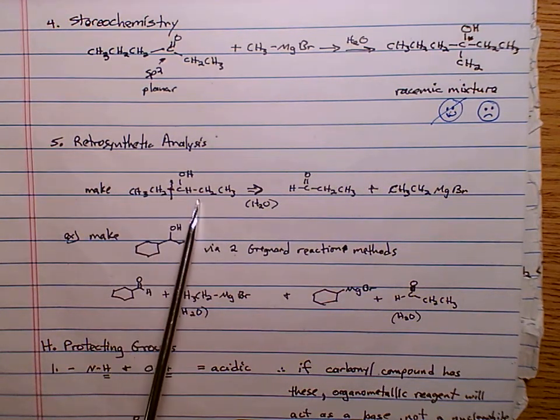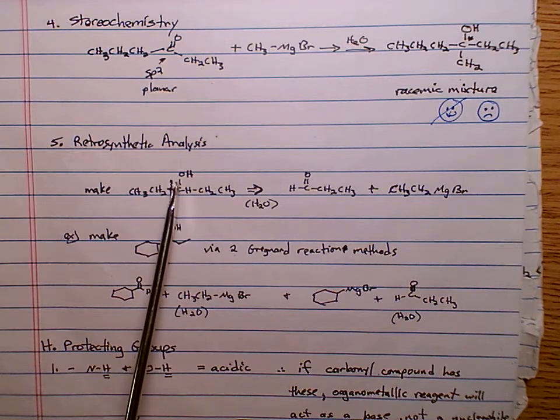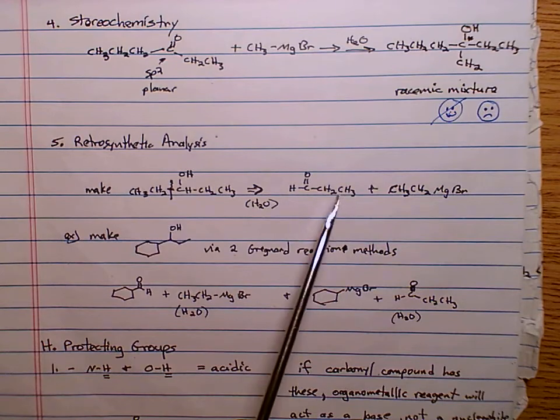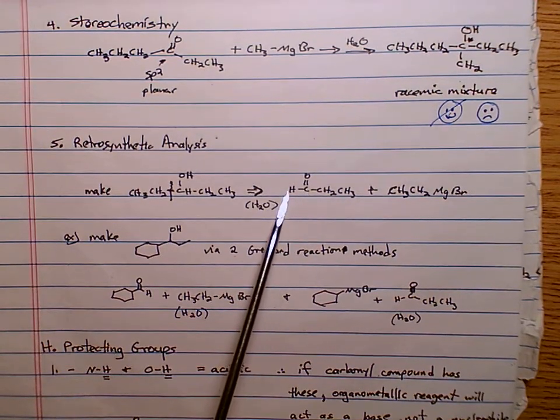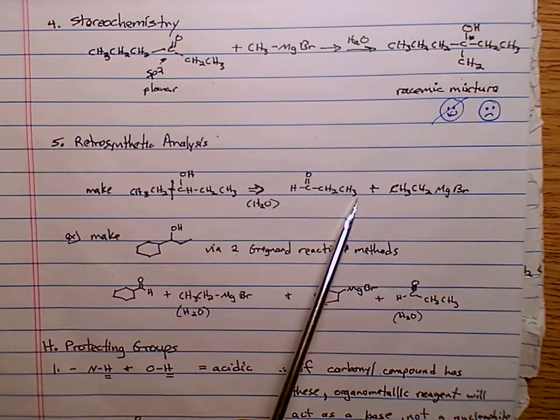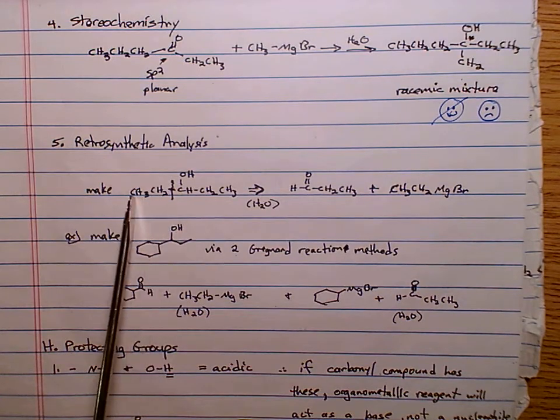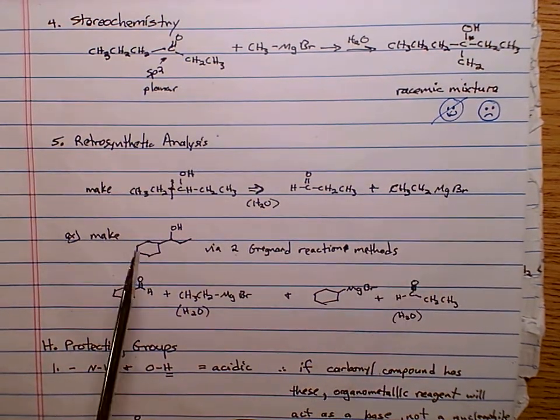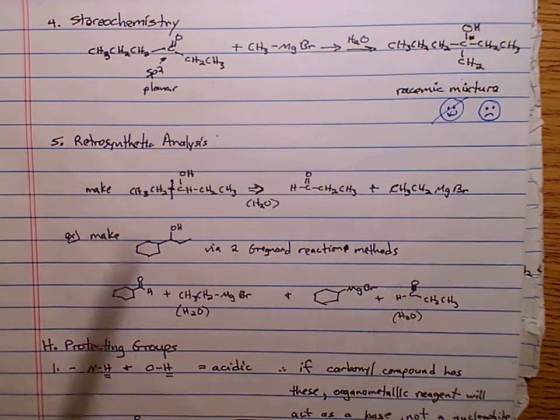I know I can make this from an organometallic reagent and an aldehyde. This carbon-oxygen single bond here came from the carbonyl, so I'm just going to make that the carbonyl of the aldehyde with the CH2, CH3 on it. And then I had to attach this ethyl group, so I must have ethyl magnesium bromide or ethyl lithium. Either one of those would do fine.